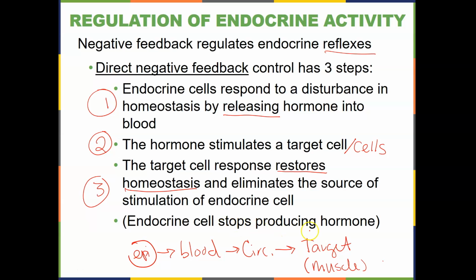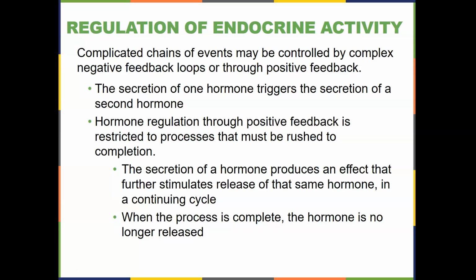The endocrine cells stop producing the hormone, usually right around number 3. Now, it depends on the response. That's an acute response. Acute means that it's something short-lasting. Chronic responses are different, okay? And you'll talk a lot about that in physiology. So how is endocrine activity regulated?